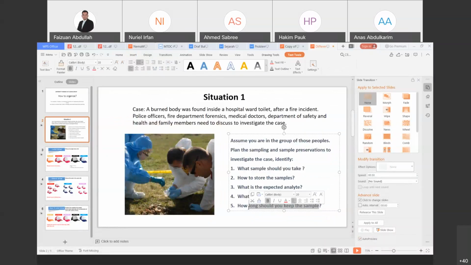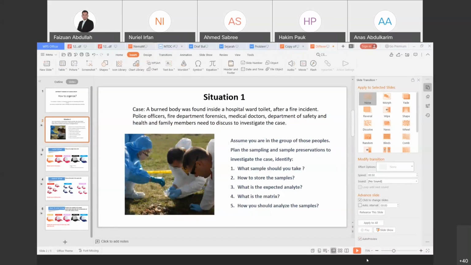Number 5 should be how you should analyze the sample. Okay. Number 5.